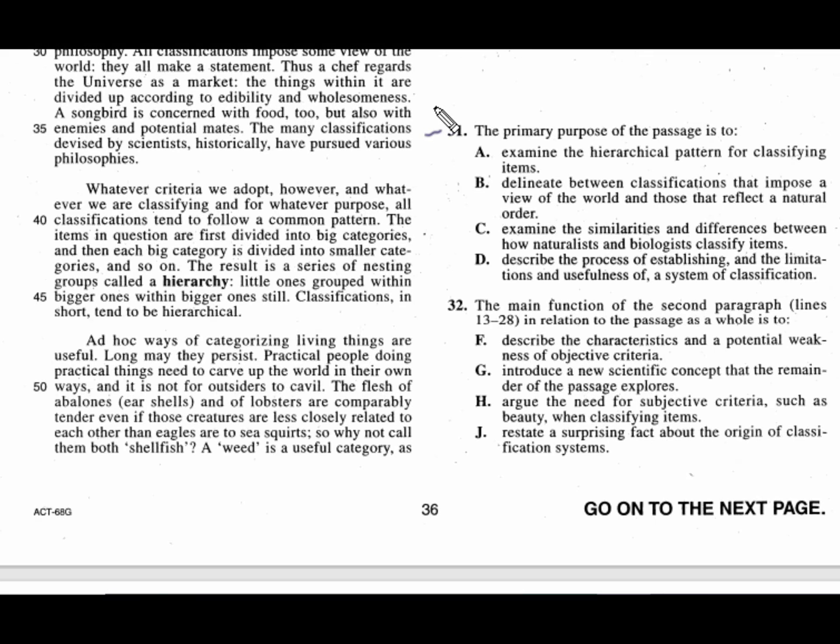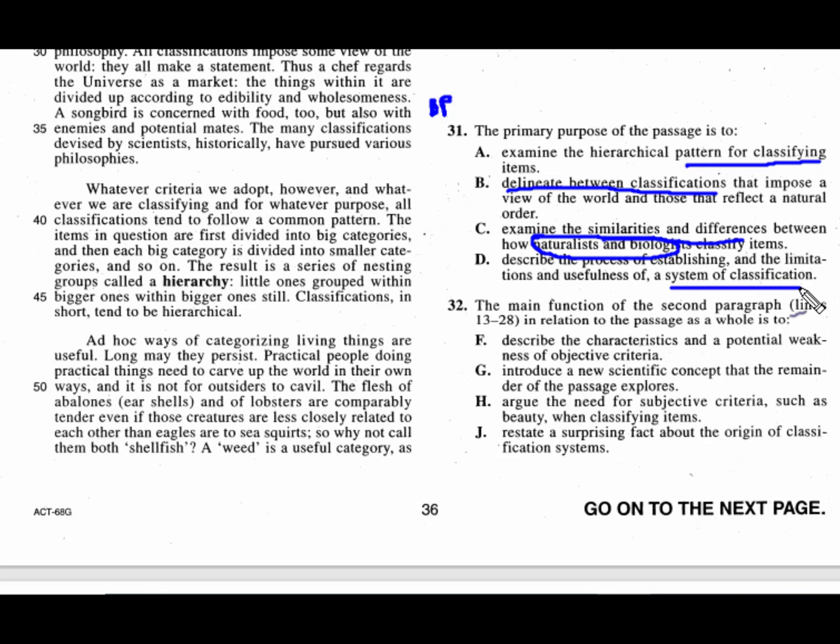Problem 31 is a big picture question. Probably what you want to do is save this. Don't attack this right away in the passage. So what you want to do is look at your genius map and then sub-genius map the answer choices. Okay, so I look at answer choice A, and it says pattern of classifying items. All right, it says delineate classifications, similarities and differences between naturalists and biologists. And here it says describe the process of establishing limitations of a classification system.